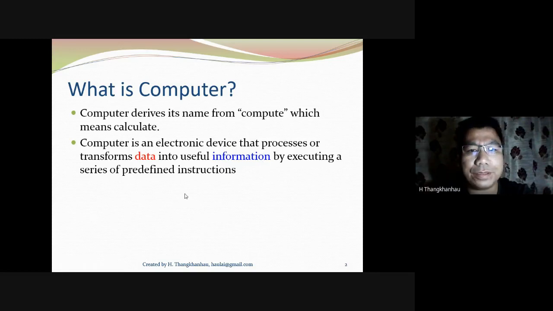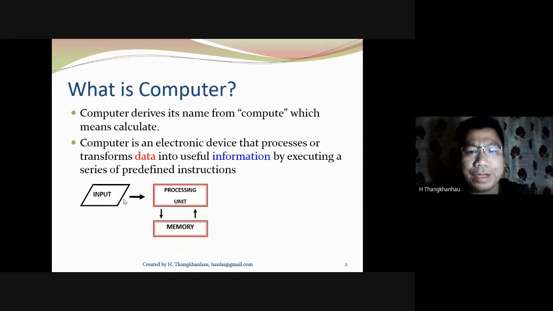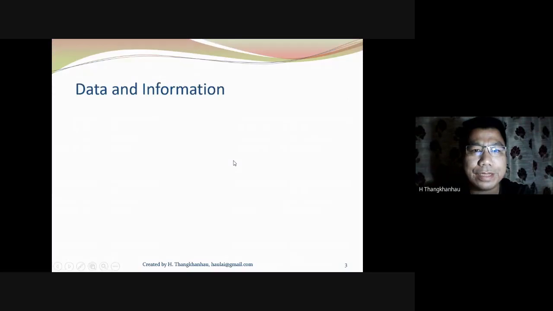So a computer works like this. There will be an input box or input devices, and all the input data will be processed in the central processing unit. If it is required, it will be stored in the computer memory and output will be given. So according to the above definition, the input is data and the output is information. We'll talk more about data and information in the next slide.